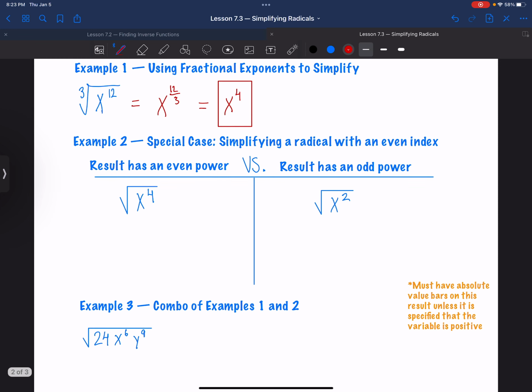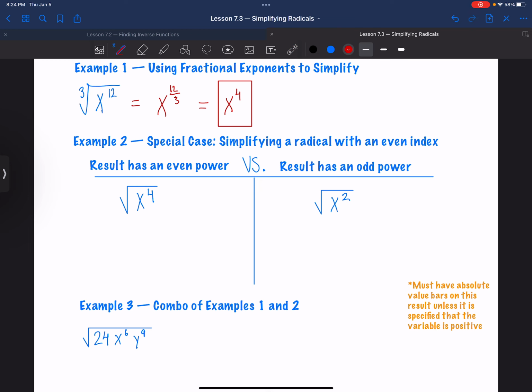Okay, so let's move on to example 2. And we're going to keep using this same exact rule, but there's one tricky rule, and that is what example 2 is supposed to illustrate, okay? The special case is when you simplify a radical with an even index. And remember, what I mean by even index is square root, 4th root, 6th root, and so on. Okay, the index is even. For odds, you don't have to worry about this rule. It's only even indices. Indices is the plural of index, by the way. So the first one is if your result has an even power. Now, when I say result, I mean after simplifying the radical, the power on the variable is even.